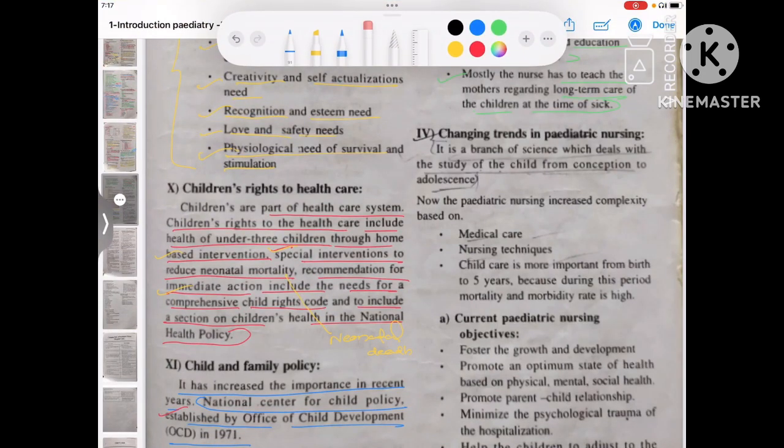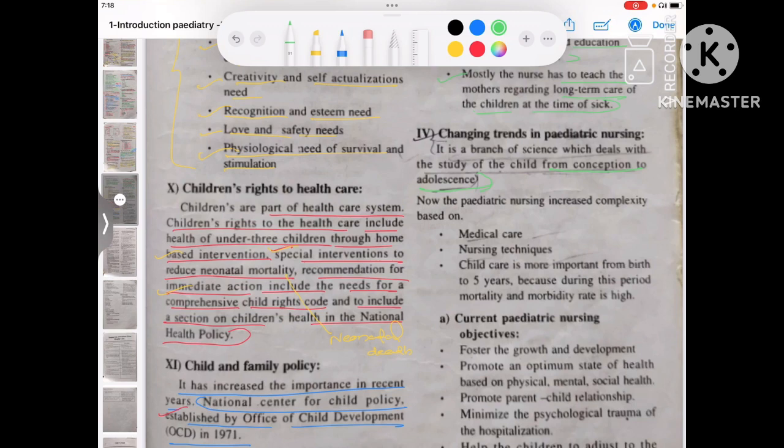Pediatric nursing is a branch of science, and it is the study of the child from conception to adolescence. What is conception? It is when the baby is conceived in the womb. We study the child from conception up to adolescence. That is pediatric nursing. From conception to adolescence, there are a lot of changing trends and treatment patterns in pediatric nursing. So let's see them one by one.